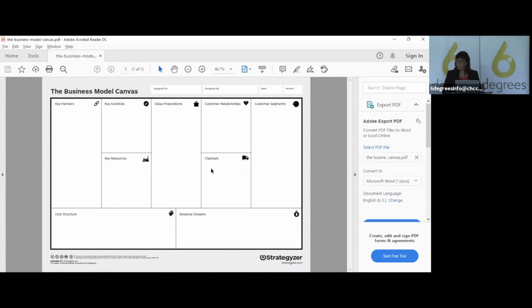All right, so that's a little bit about your channels. Now, I'll come back to value proposition. Cost structure is the next component. So when you're looking at your cost structure, what you're really thinking about is how much does it cost me to run this thing?